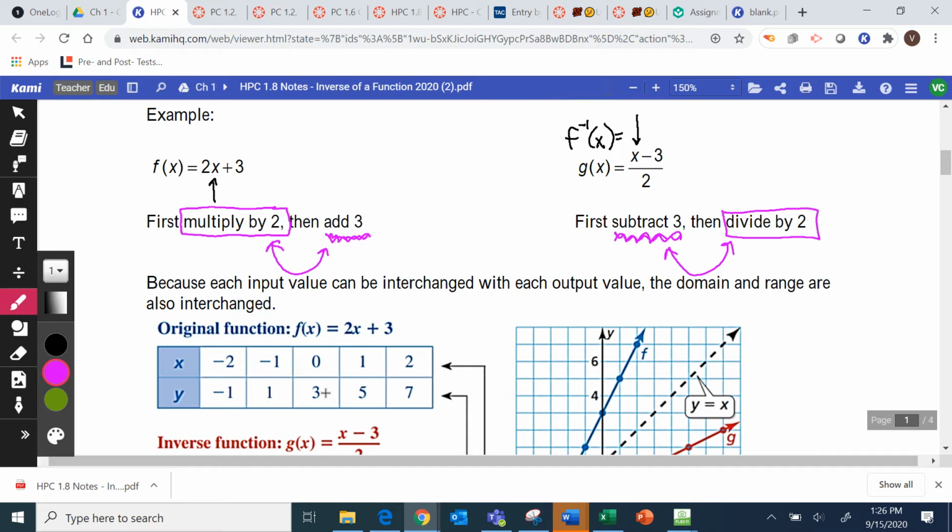I'm going to do it algebraically. I'm not going to really do it mentally, but you can do it mentally.